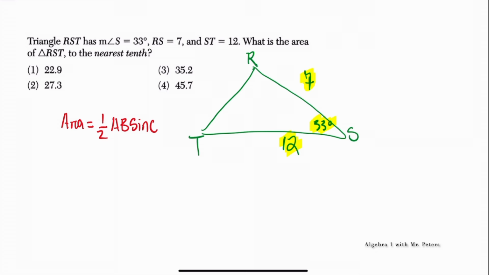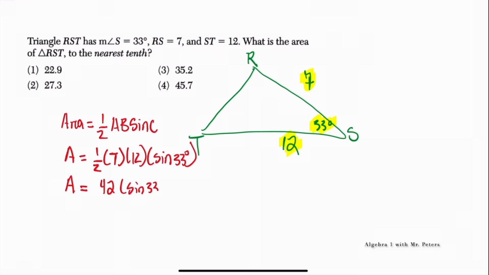Now that we understand that, all we have to do is kind of plug in and simplify. So we're going to say that area is equal to 1/2 times 7 times 12 times sine 33 degrees. When we simplify this expression even further, right, we'll have 42 times sine 33 degrees.